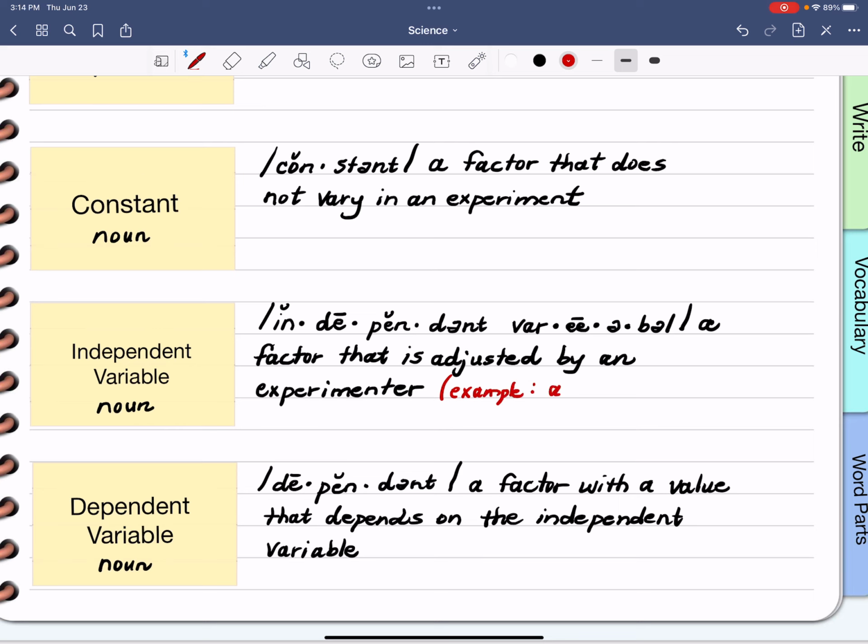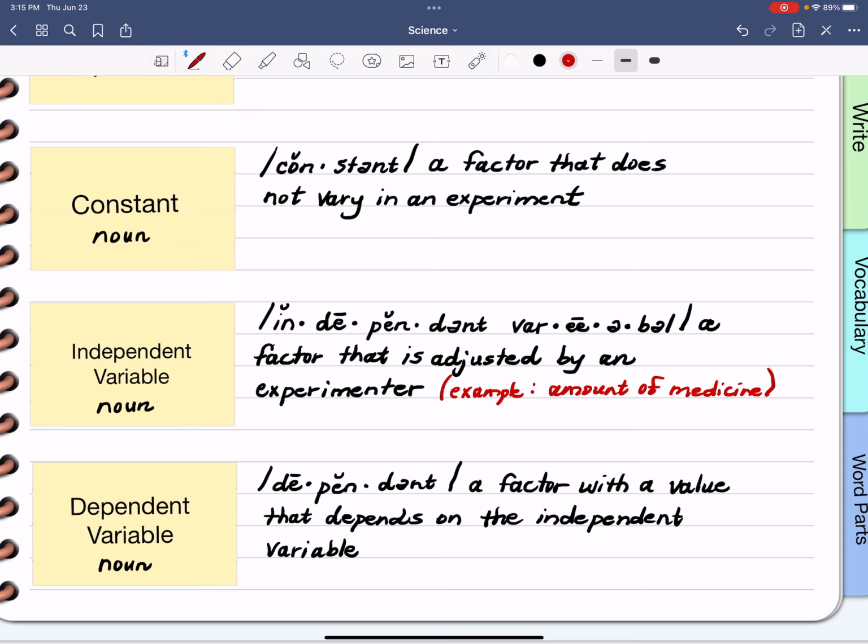So an example here is the amount of cholesterol medicine that I take. Do I take 10 milligrams? Do I take 20 milligrams? Do I take 50 milligrams? So the doctor, who's the experimenter, controls this independent variable.